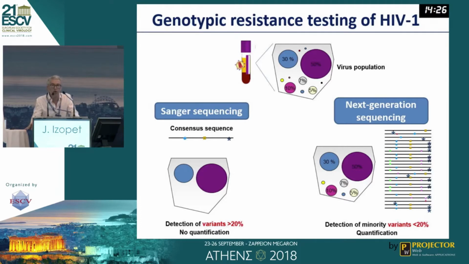NGS allows the determination of the swarm of variants in the viral population, and minority variants representing less than 20% can be detected, and there is a quantification of each variant.